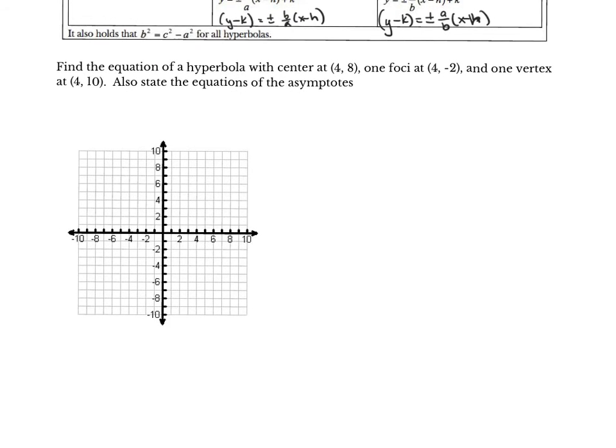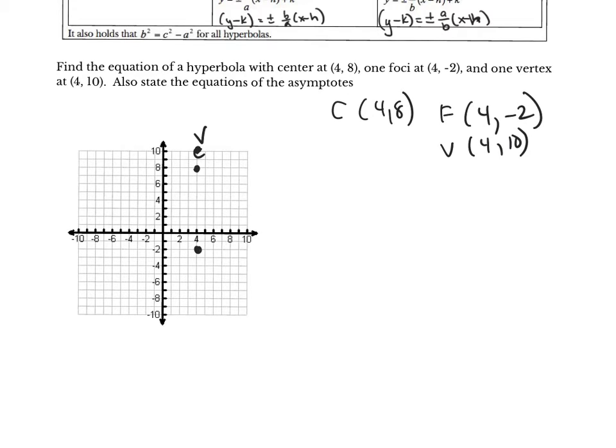So this one says find the equation of a hyperbola with a center at 4, 8. And I've just got something here to mark for our benefit. So center at 4, 8. It has a foci at 4, negative 2. So 4, negative 2 would be here. And a vertex at 4, 10, which would be right here.